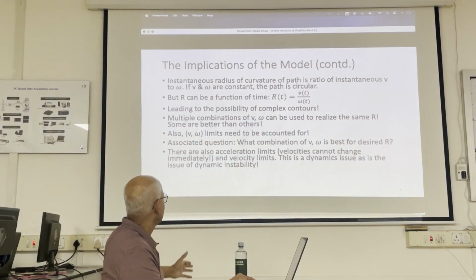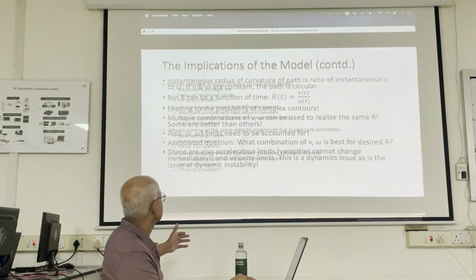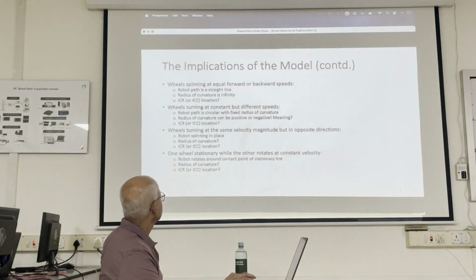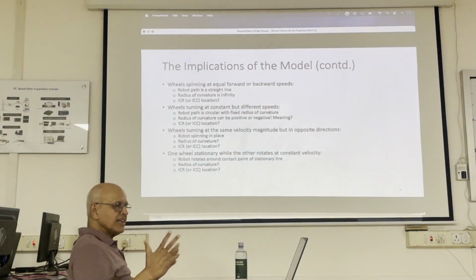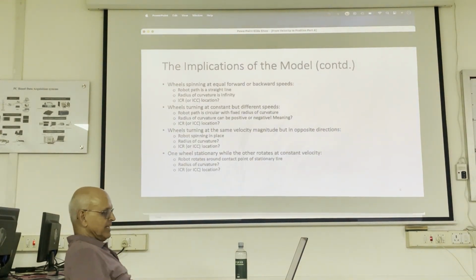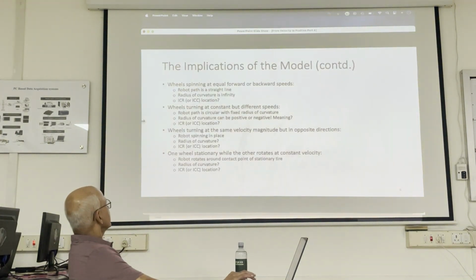So we basically went through all this, so I don't have to say anything more. And this is a nice test to figure out, have I understood what a differentially steered vehicle is? So we can go through this. Let's say you have the wheels spinning at equal forward or backward speeds, right? Do you agree the robot path is a straight line?